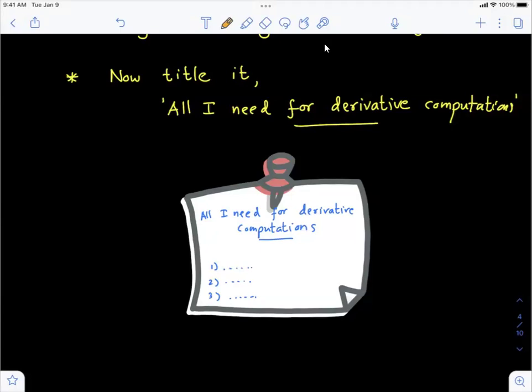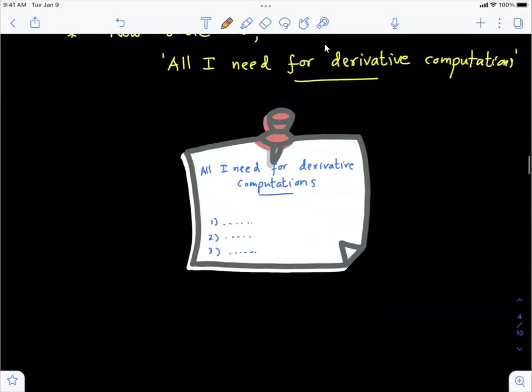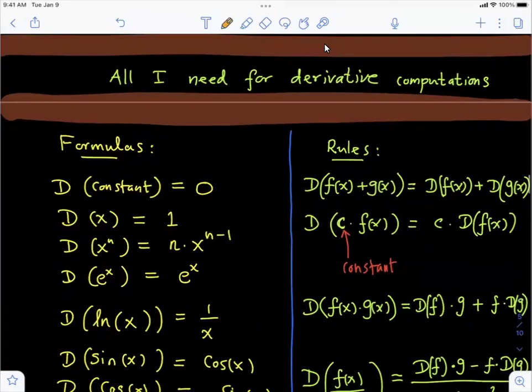Now, all I need for derivative computations is going to be right here. After titling it, this is my formula sheet: All I Need for Derivative Computations. First of all, I will have two sections here. I will start with formulas, and then I will have rules. It is not really needed, but you have two sides of the same page for this. You can write one of the categories on one side right at the beginning, and then the rules afterwards. It doesn't really matter. But what I'm going to do is give you everything that you need for calculus 1.